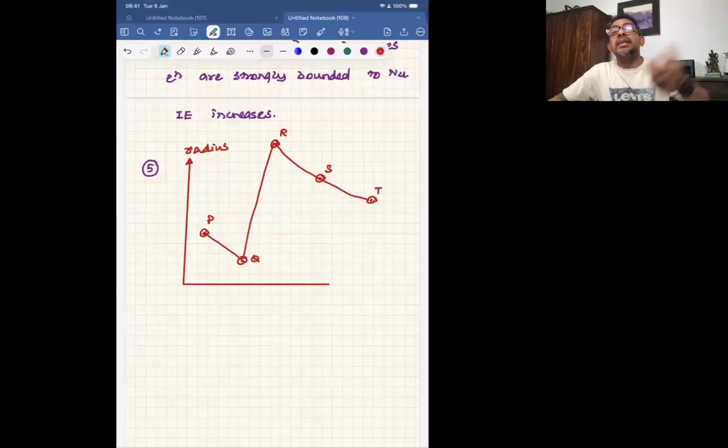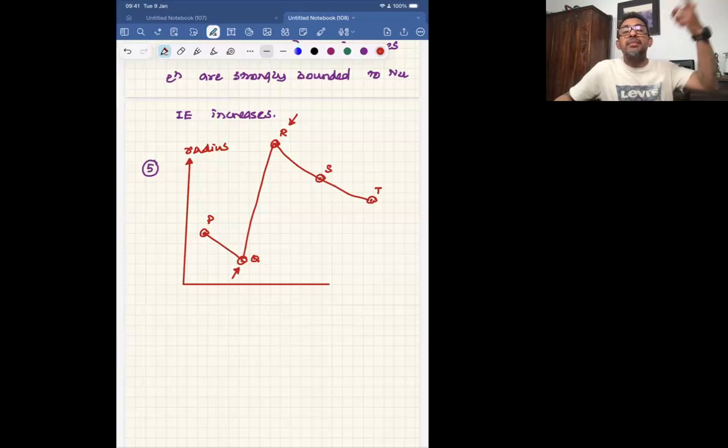Across the period, radius decreases. Down the group, radius increases. So this is the maximum and this gives you the minimum. Minimum to maximum. Can you tell me which group you find that in? Minimum radius and maximum radius, one after another. Where do you find it in the periodic table?